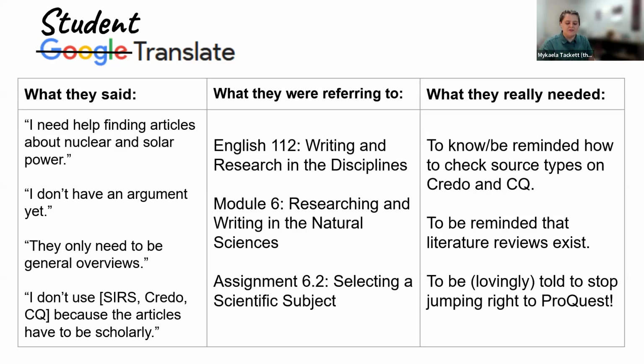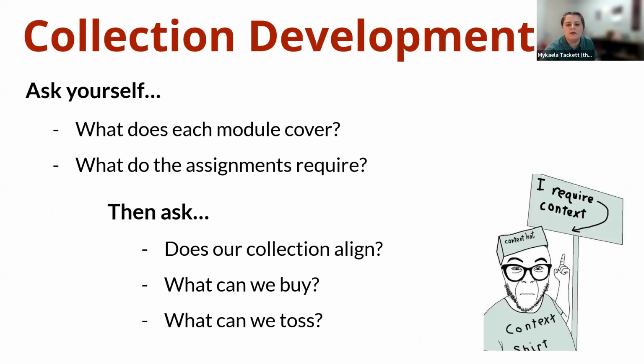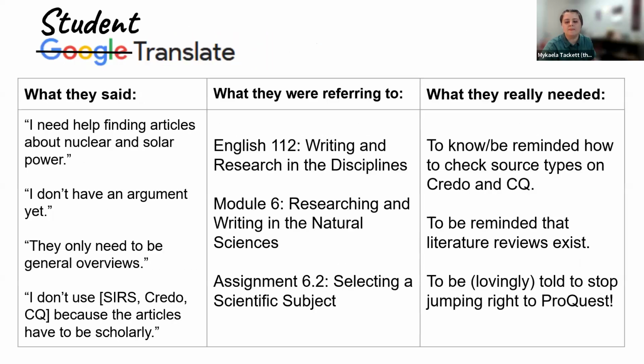After a little chit-chatting, I was like, okay, so you're in 112, you're doing your module 6, which is writing in the natural sciences, and the assignment you're on is selecting a scientific subject. They had a list of different subjects they needed to pick from, and she had the one which is more effective, nuclear or solar power.